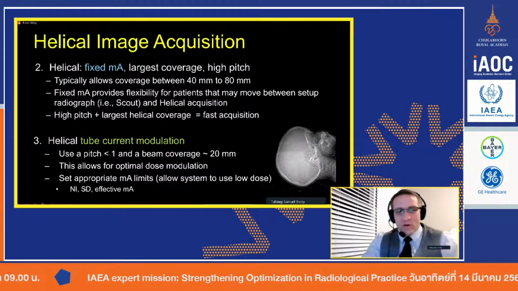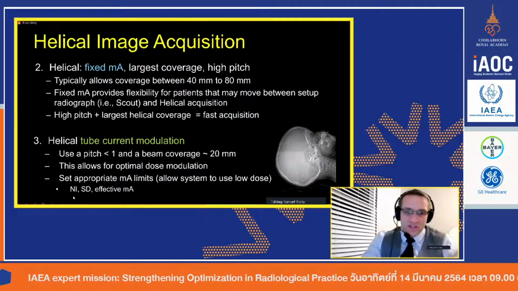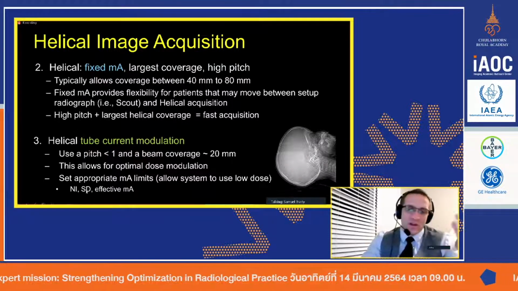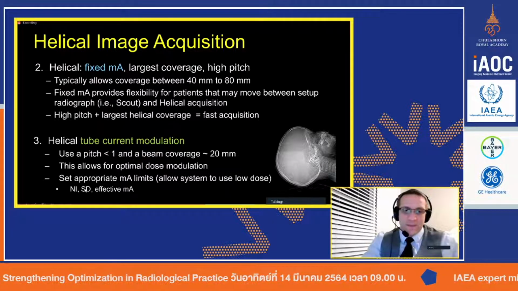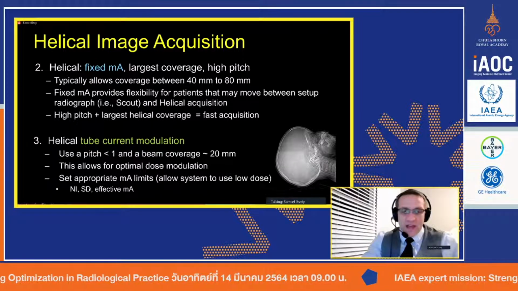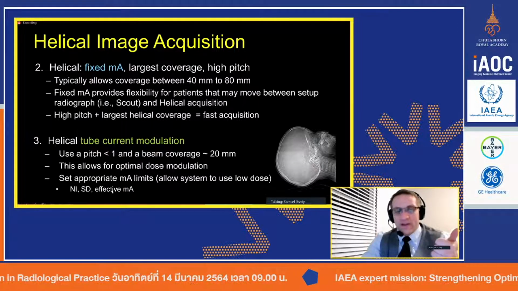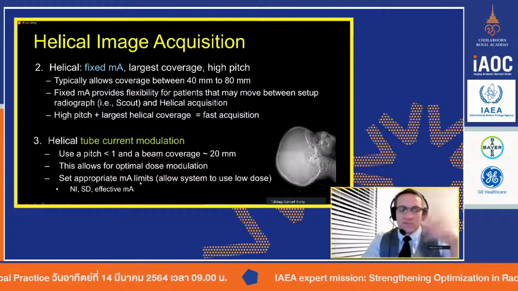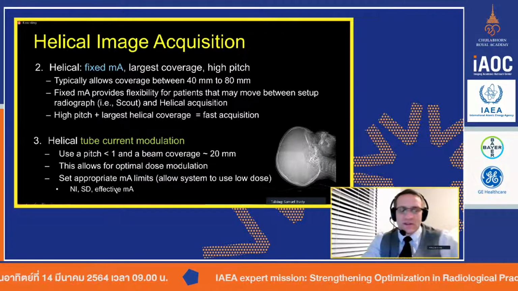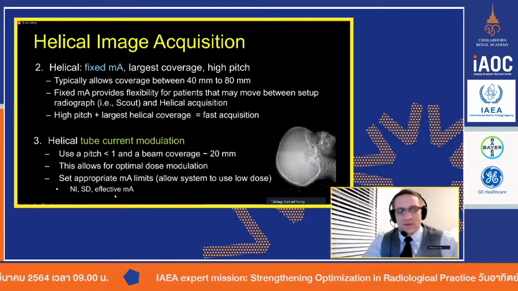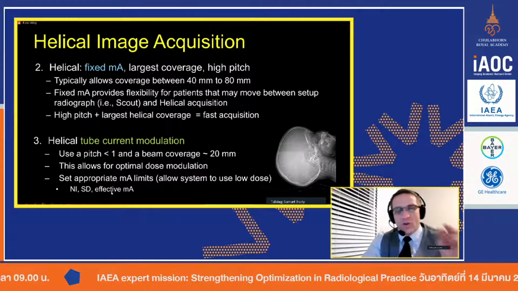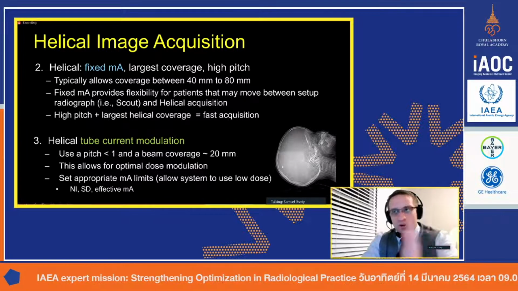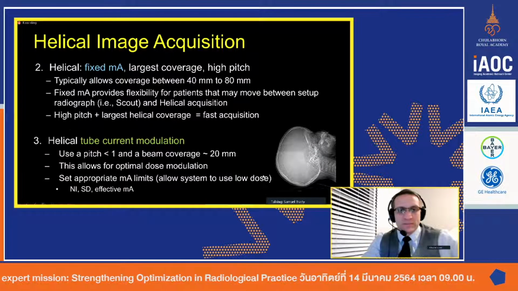And so knowing what noise index, if you're GE, or SD value, if you're Canon, or the quality reference MA for Siemens and Philips, they basically have the same idea. Knowing which parameters you set will help the tube current modulation properly modulate.